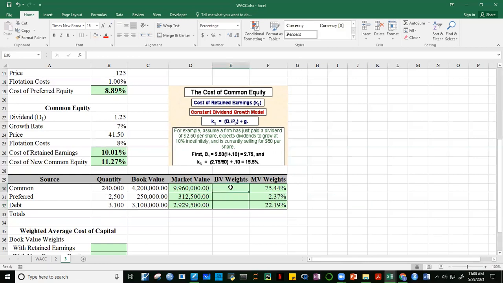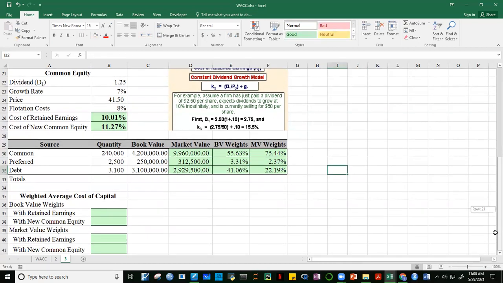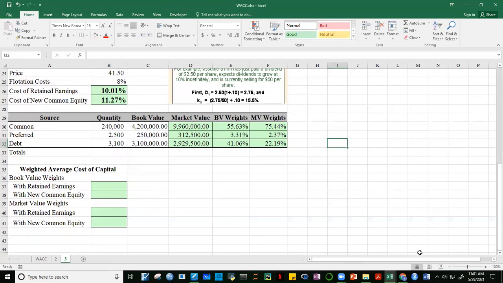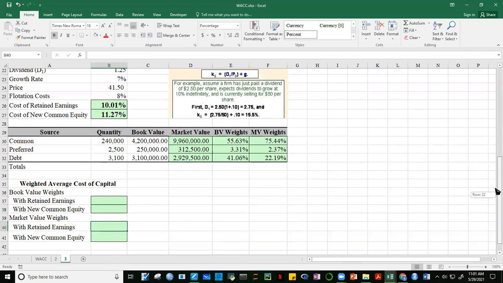Yung book value naman, given na sa atin to, this one divided by the sum of your book value, F4. So magkaiba sila, no? Okay, so we'll just compute for the market values. Bahala na kayo dito sa book value. Anyway, pareho lang naman. Okay, so what will be the WACC, guys?